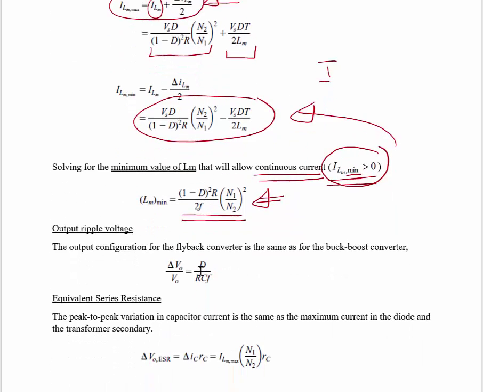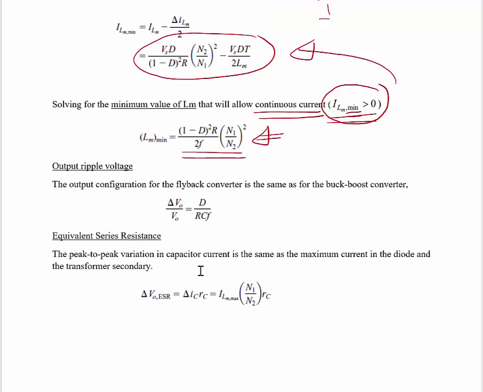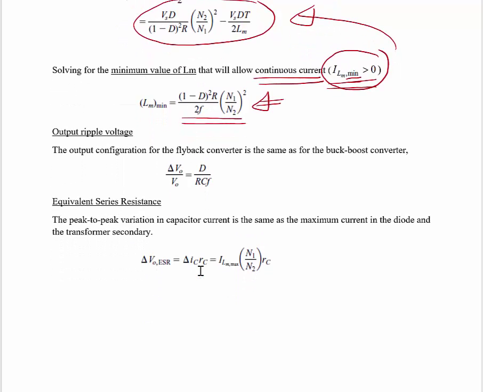Like we said before, the flyback converter is very similar to the buck-boost. Therefore, when we come to the output voltage ripple, the two are going to be the same. The expression we use to find the output voltage ripple for the buck-boost is the same as the expression we use for the flyback converter. Now the equivalent series resistance.